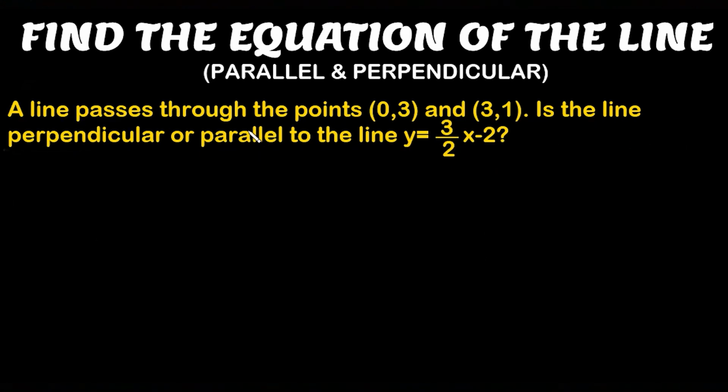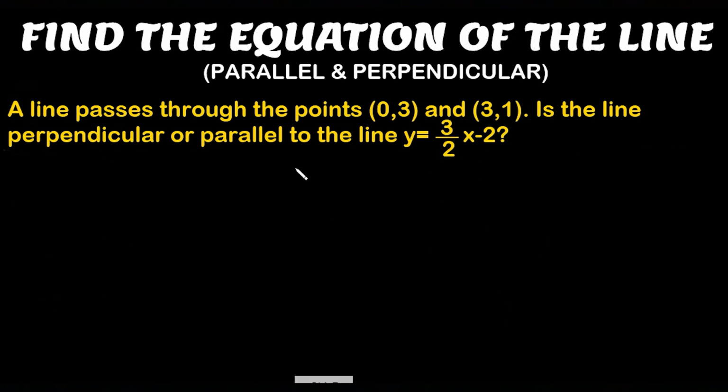So here's our last example, and it's a little bit different. It says a line passes through the points 0, 3 and 3, 1. Is the line perpendicular or parallel to the line y equals 3 over 2x minus 2? So what we need to do here is we have to figure out what the slope is between these 2 points. Once we can figure out what that slope is between these 2 points, we can then compare it to this slope right here. And if it's the same, it's going to be parallel, right? And if it's the negative reciprocal, it's going to be perpendicular.